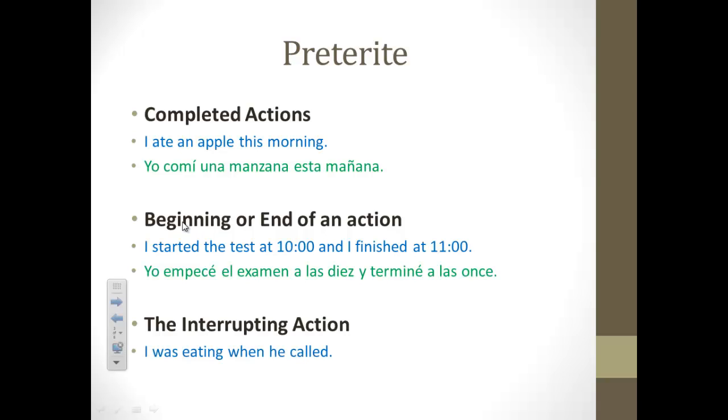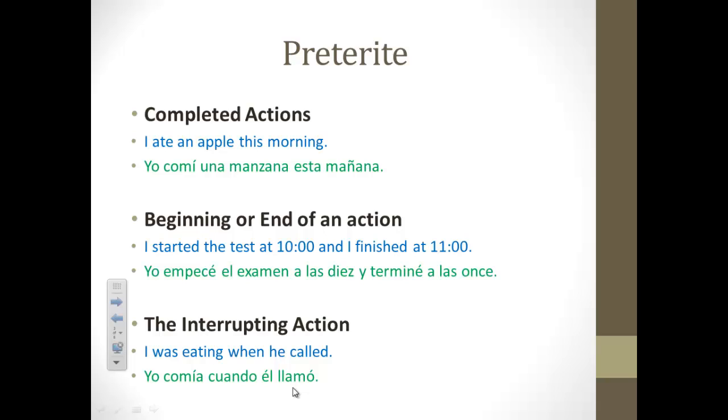Here's an example sentence for you. I was eating when he called. To translate that, Yo comía cuando él llamó. Okay, so the interrupting action, what interrupted my eating? Well, he called. Therefore, él llamó is preterite.